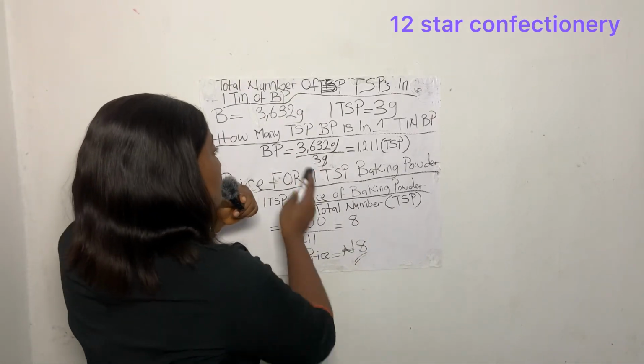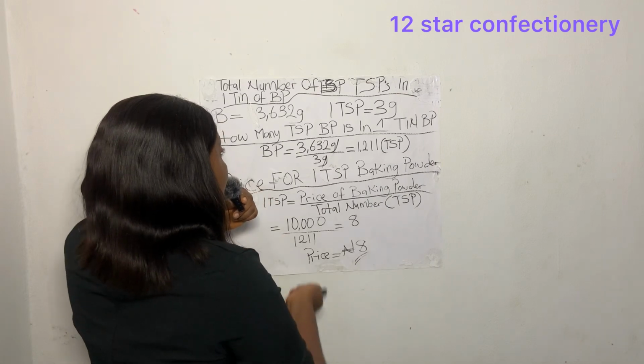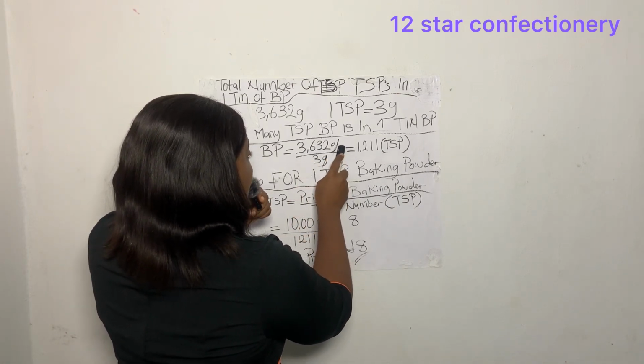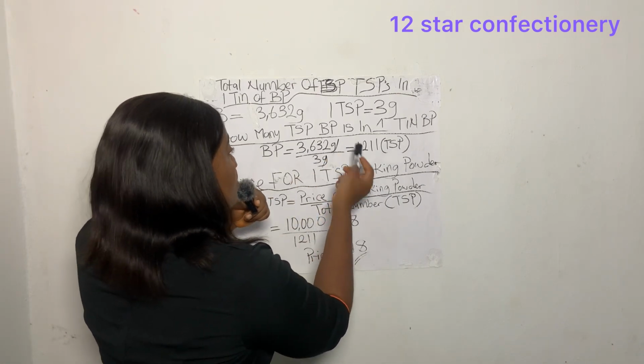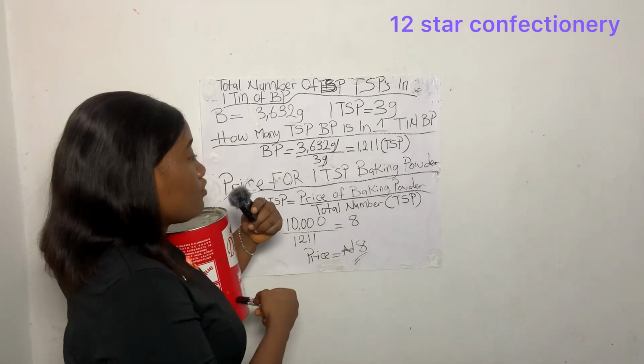So you will still do the same thing here. If you want to know the amount, just say the total amount of baking powder in grams over 9. So it will give you the amount of the tablespoon here.